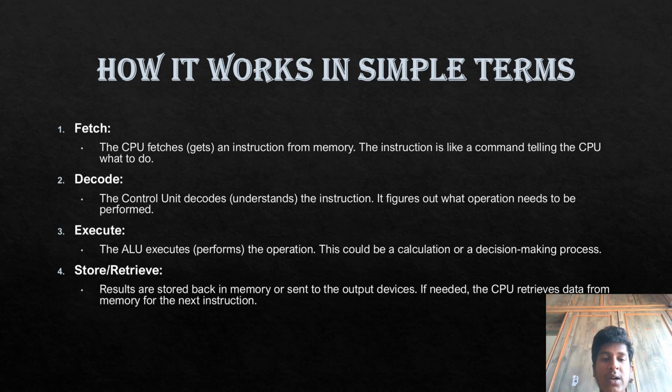Execute. The ALU executes the operation. This could be a calculation or a decision-making process. Store or retrieve. The results are stored back in memory or sent to output devices if needed. The CPU retrieves the data from memory for the next instruction.